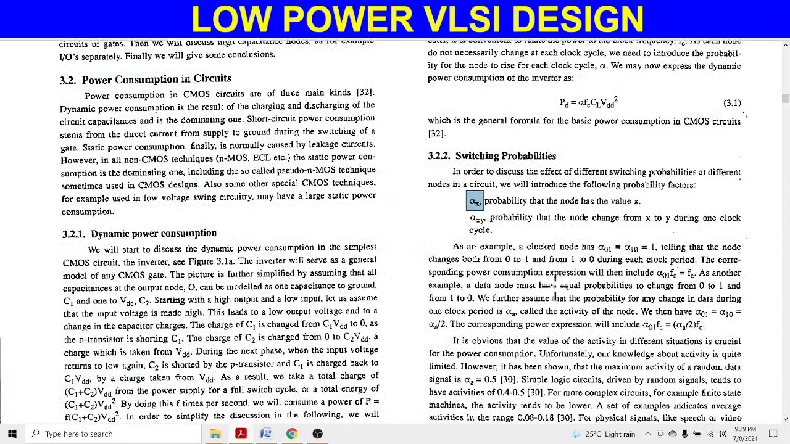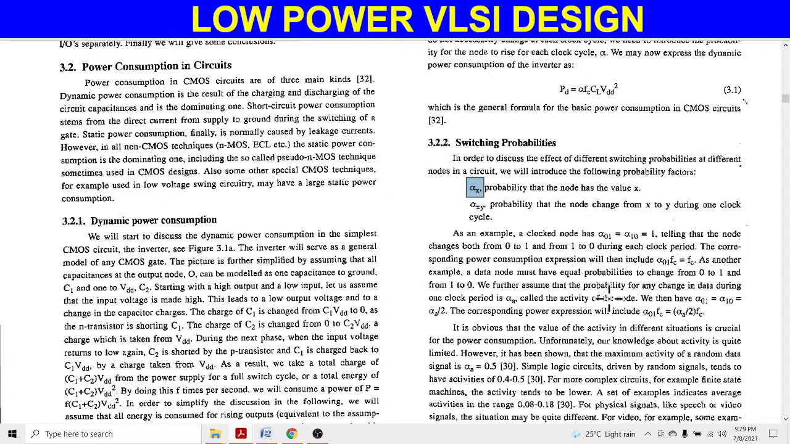Okay, so as an example, in a clocked node alpha 01, if we consider the value of x as 0 and the value of y as 1, we can represent alpha xy as alpha 01. Alpha 01 means a transition from 0 to 1, and alpha 10 means a transition from 1 to 0.